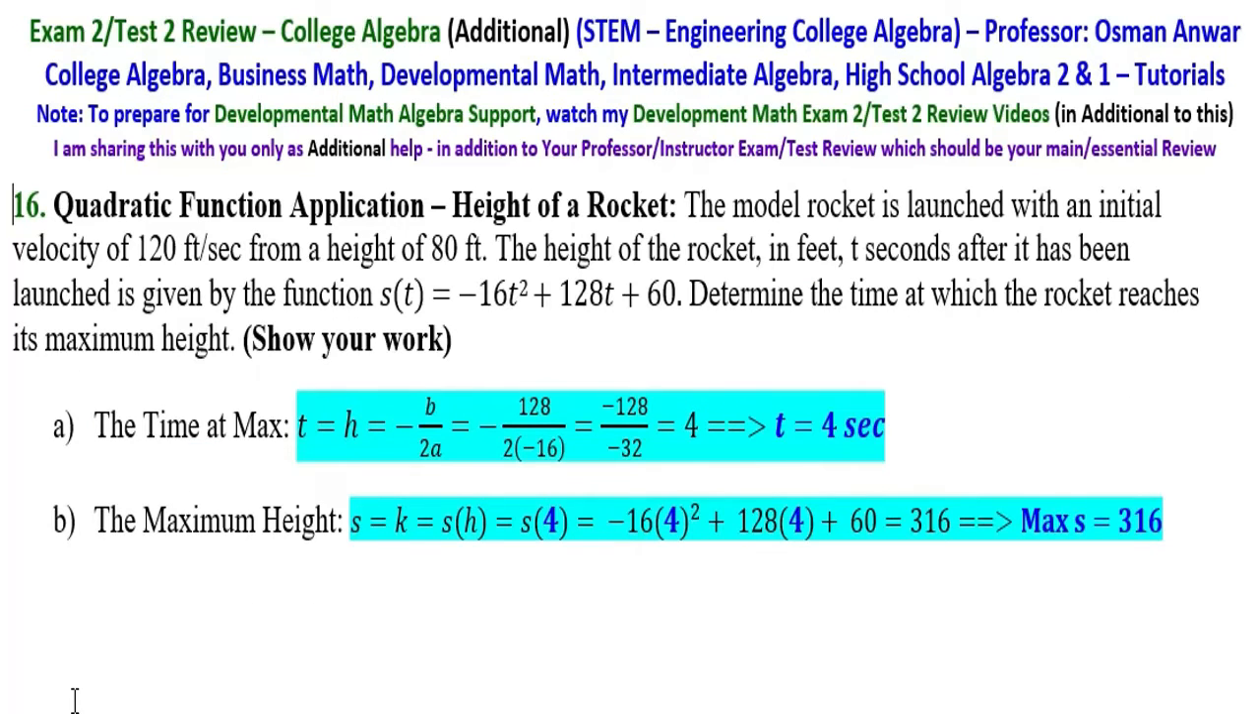Number 16 is quadratic function application. Height of a rocket. A model rocket is launched with an initial velocity of 120 feet per second from a height of 80 feet. The height of the rocket in feet, t seconds after it has been launched, is given by the function s of t equals minus 16t squared plus 128t plus 60. Determine the time at which the rocket reaches its maximum height.